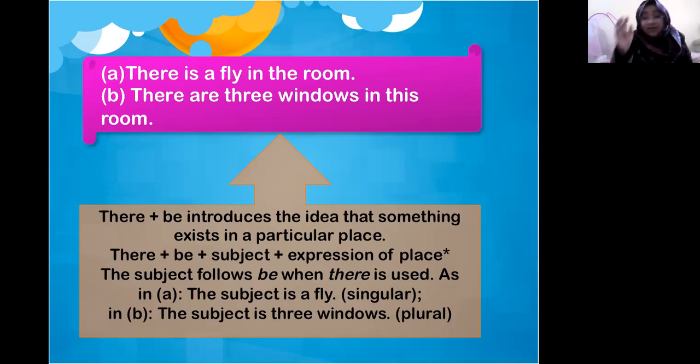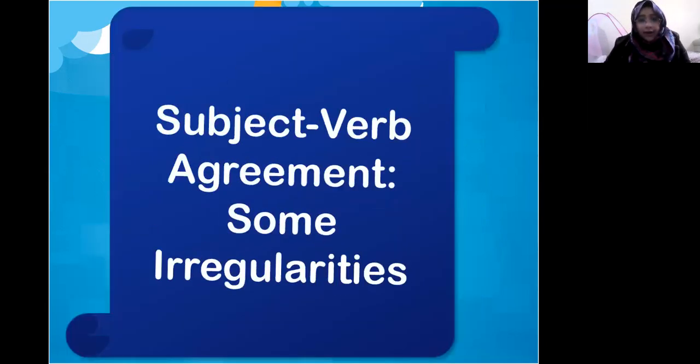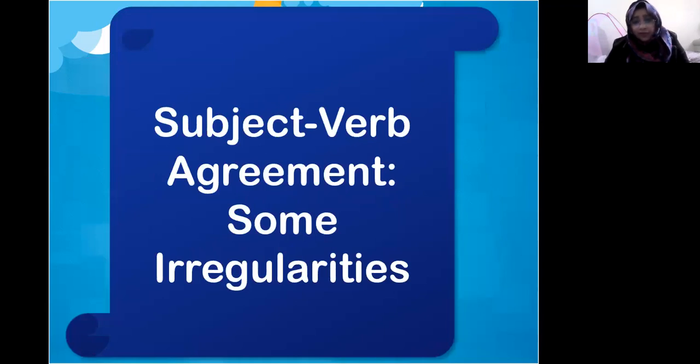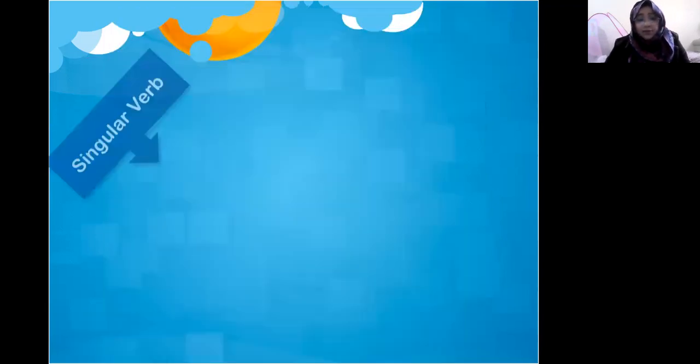The subject is what? 3 windows. So when the noun is plural, of course we have to use the plural verb, so we will use are instead of is. So we will say there are 3 windows. Fine. Next, now we will see some more irregularities in subject verb agreement.